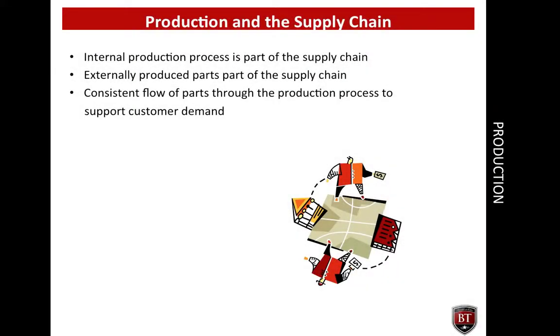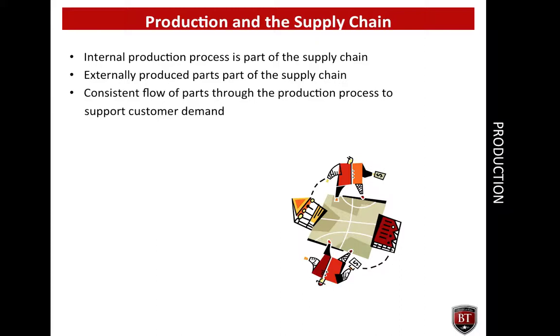Production is a key part of the supply chain process. The supply chain professional must take into account the internal production as part of the total supply chain. Also, the external production, manufacturing done by vendors, would have to be considered.